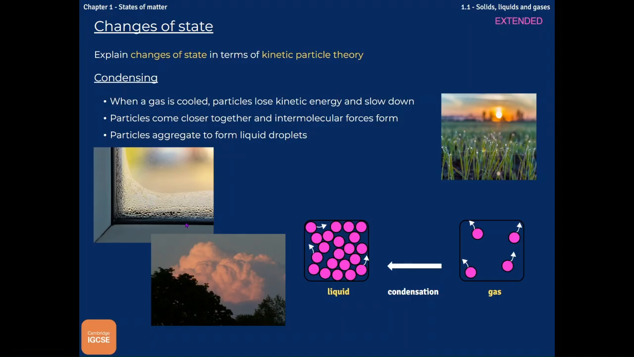So you might see something like this happening on your windows in the morning or on the grass in the morning time, because at night it gets colder and the water in the air loses energy and it collects on the grass. Or even clouds are an example of this. You can get water particles collecting together high up in the sky.